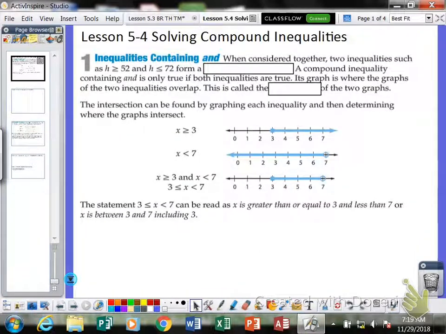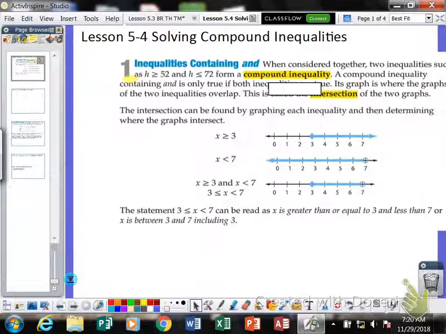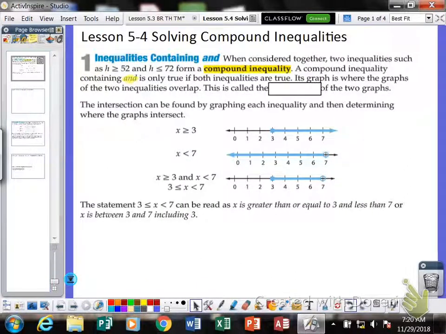So when we have that a number is greater than something or less than something, we have what we call a compound inequality. A compound inequality containing "and", that's the biggest thing here, is only true if both of the inequalities are true. Its graph is where the graphs of the two inequalities overlap. This is called the intersection of the two graphs.